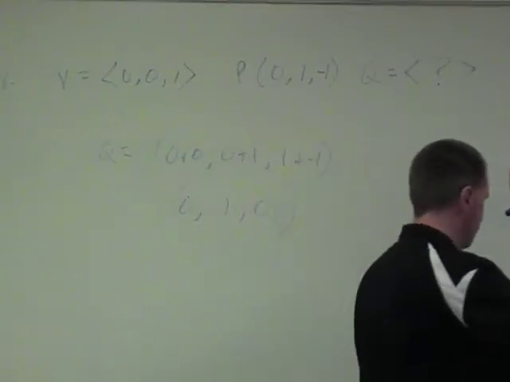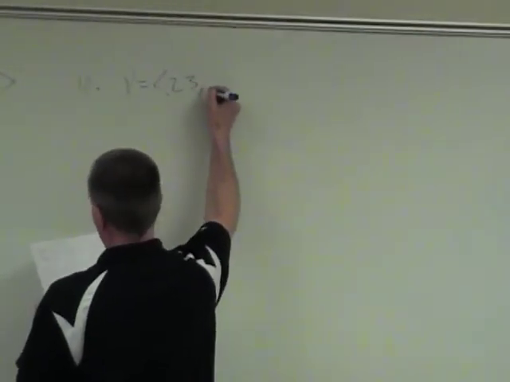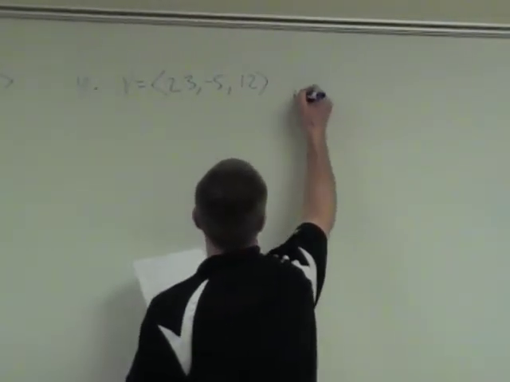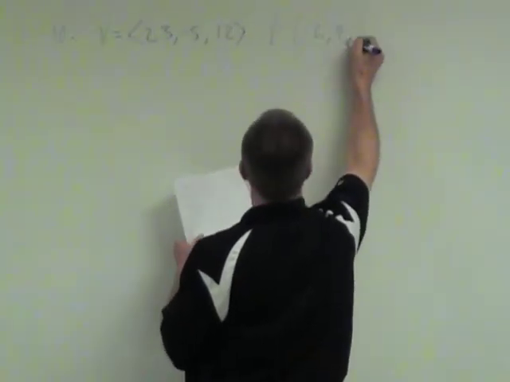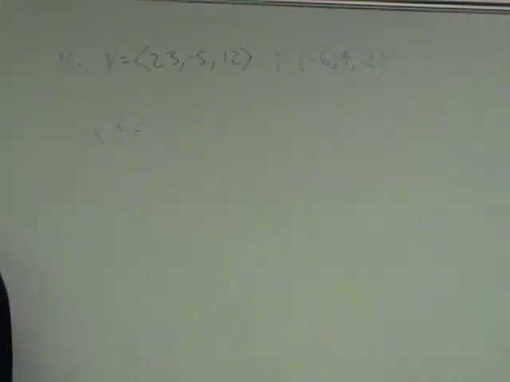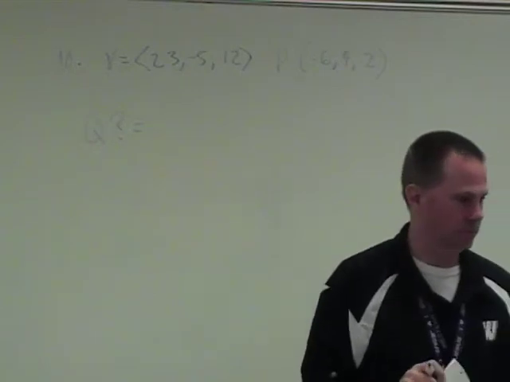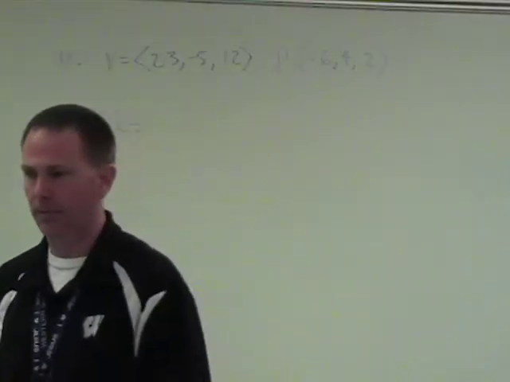All right, let's just make sure. You guys do number 10. Number 10, the vector is at 23, negative 5, and 12. The initial point is at negative 6, 4, and 2. I want to know what Q is. What is the coordinate? Make sure it's a coordinate. I want to know the terminal point. So we add to find the coordinate.